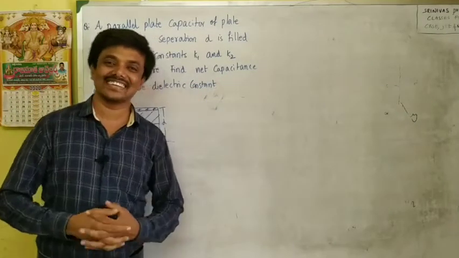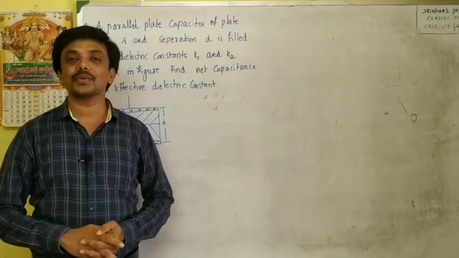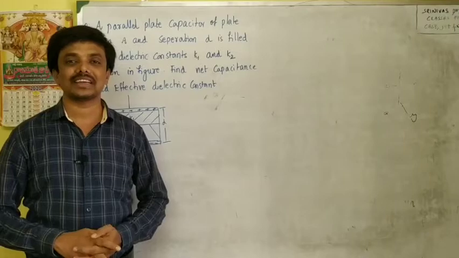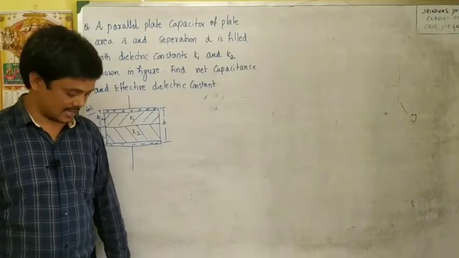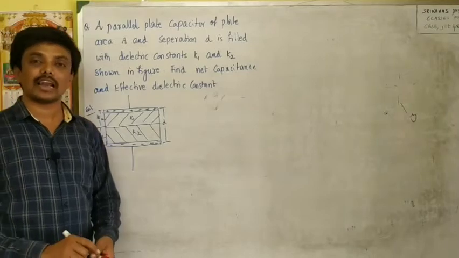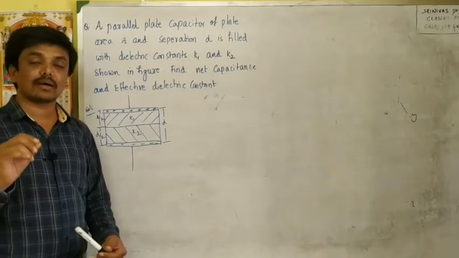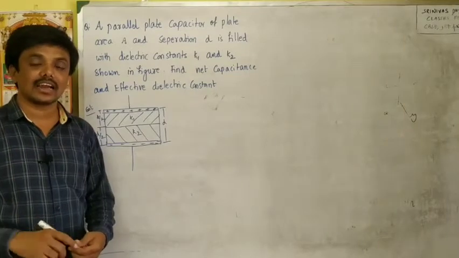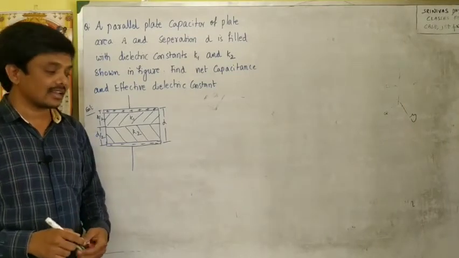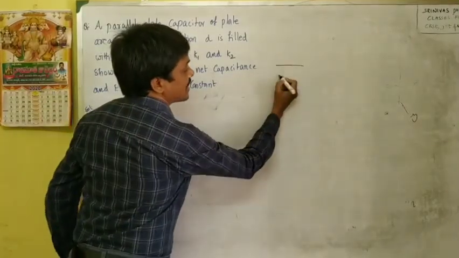Hi to all. Now I am going to continue the electrostatic potential and capacitance. In the last class we discussed the capacitance of a parallel plate capacitor without dielectric, completely filled with the dielectric, and partially filled with the dielectric. That topic is completed, and you know that, for example, this is a capacitor.